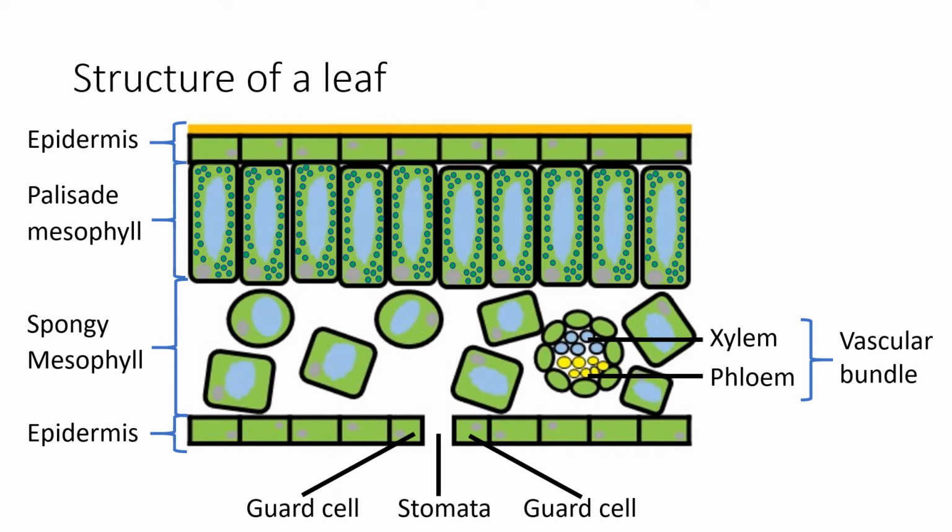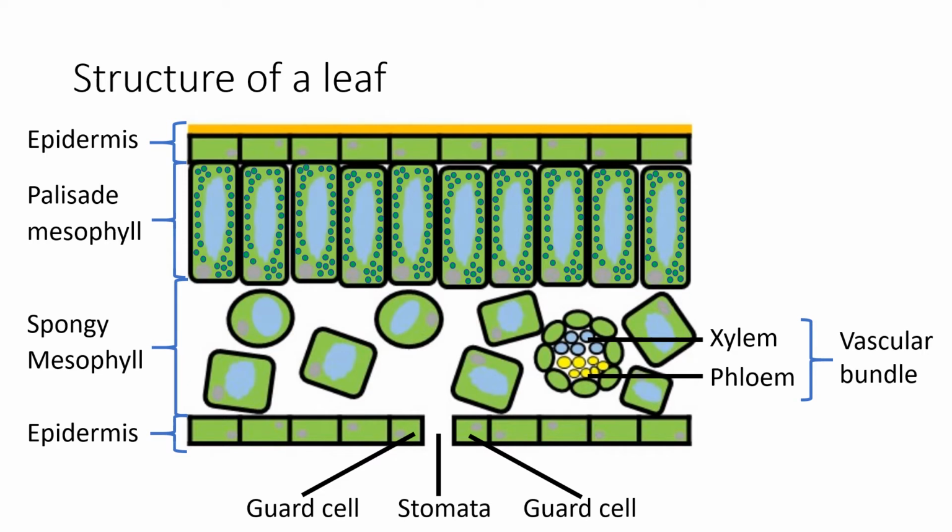The next layer below that is called the palisade mesophyll. And as you can see, they have large numbers of chloroplasts. The reason they have large numbers of chloroplasts is to maximize the amount of sunlight they can absorb. And as a consequence, we can maximize the rate of photosynthesis.